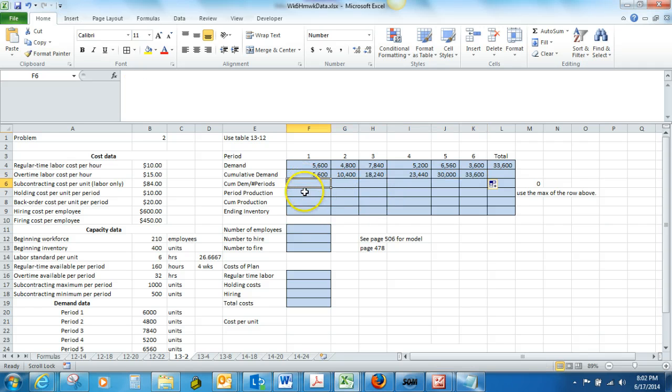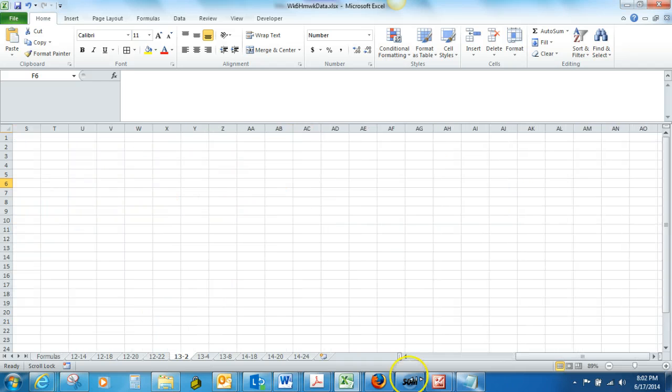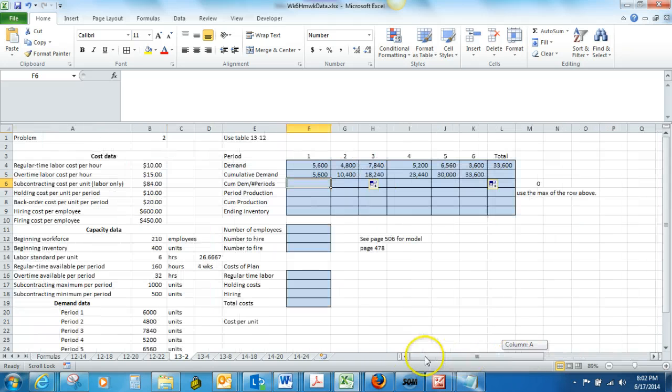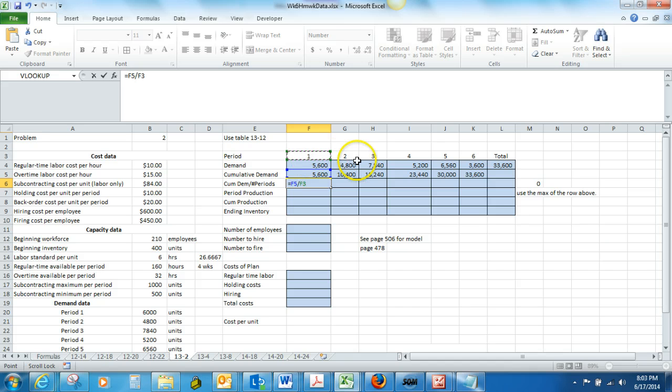And then here it wants you to take your cumulative demand and divide that by the number of periods. So, well, I just hit my scroll there. Sorry about that. Okay, so we're going to take our cumulative demand and divide by the number of periods, which we have up here at the top. And then you can take this and copy that all the way over.